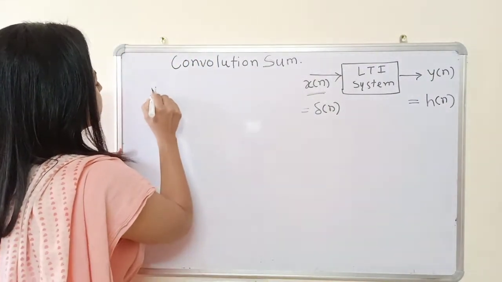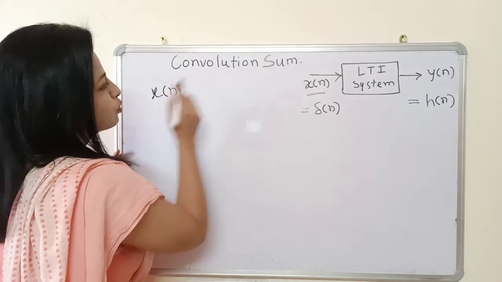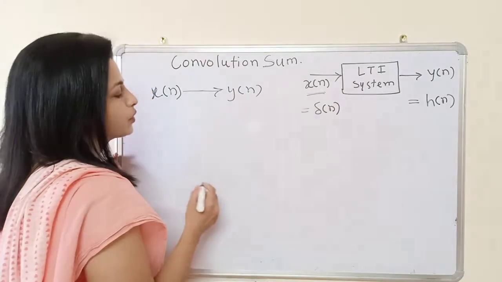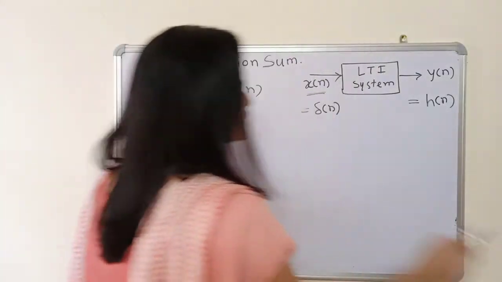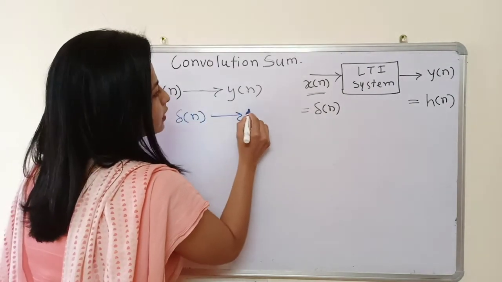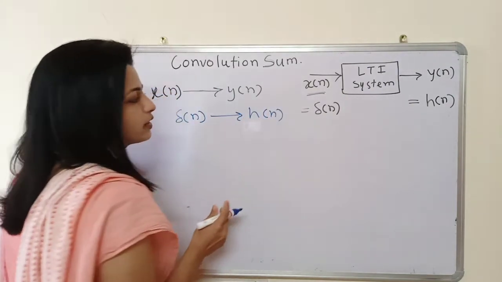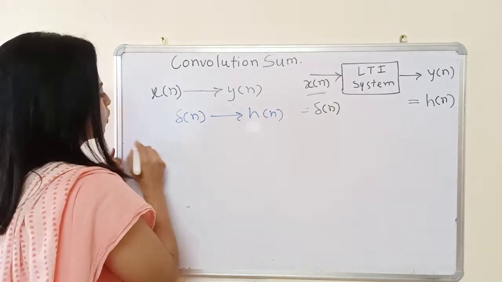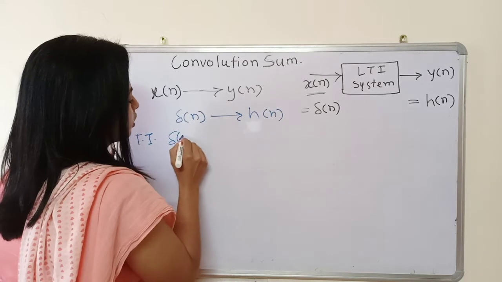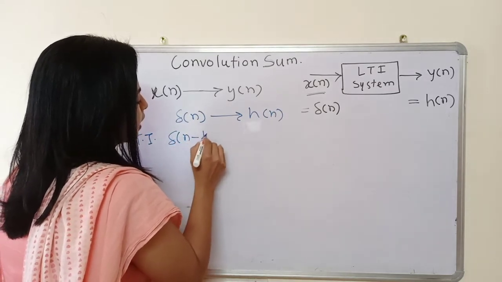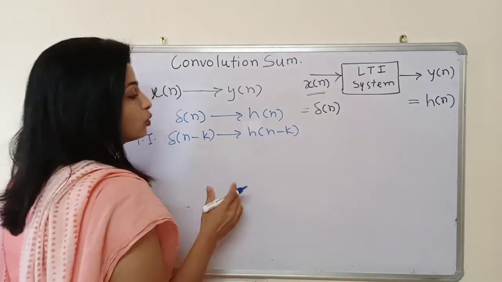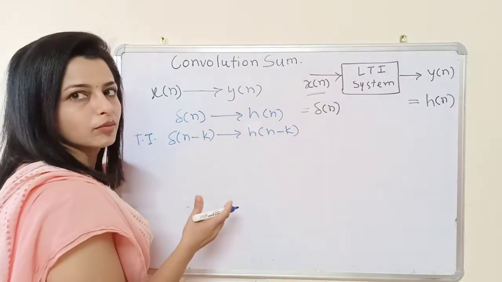First, a basic thing: when the input is x of n, we assume that the output is y of n. Now we'll start with del of n. When the input is del of n, I'll get h of n as output. Let us apply the properties one by one. Time invariance: I'll delay this by k, so h of n minus k will be the output. The output is also delayed by the same amount.